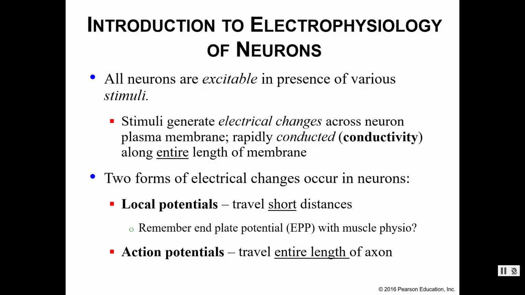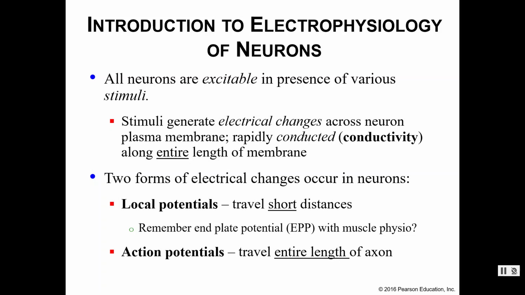In this recording, we'll discuss electrophysiology. As we've learned, all neurons are excitable in the presence of a stimulus. And these stimuli can be electrical changes across the neuron's plasma membrane. We usually call that an action potential, and these will then be rapidly conducted along the entire length of the membrane.